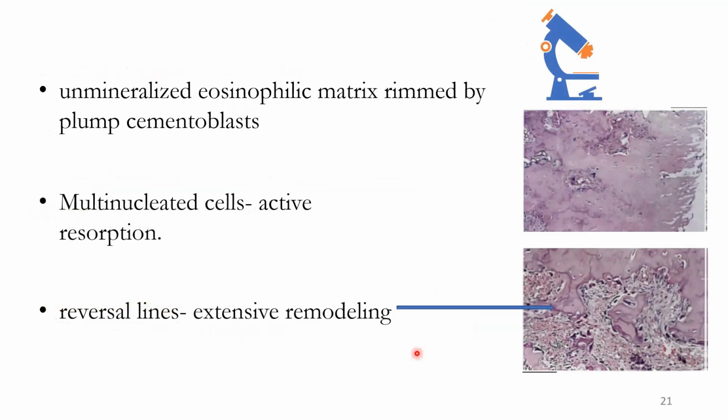Histopathologically, you will basically see unmineralized eosinophilic matrix, which is rimmed by plump cementoblasts, and multinucleated cells wherever there is active resorption. I cannot really show you, it's not a very typical picture, but you will see reversal lines, as you can see in both the images. So this is basically indicative of extensive remodeling, which means that there is simultaneous resorption as well as deposition going on. So that's the histopathological picture of cementoblastoma.